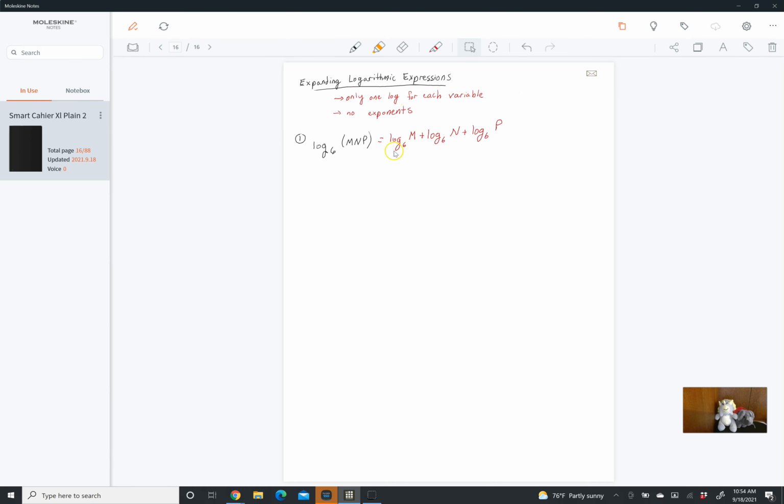So now we have one log for each variable, the variables being m, n, and p. We have one log for each variable. Notice all of our logs are base 6. Check that off. We're also going to look for exponents, but we don't see any exponents here. So we're actually done. This is expanded form. Okay, so we have expanded this log completely. Notice we carry the base 6 all the way through. And then this side is condensed form.